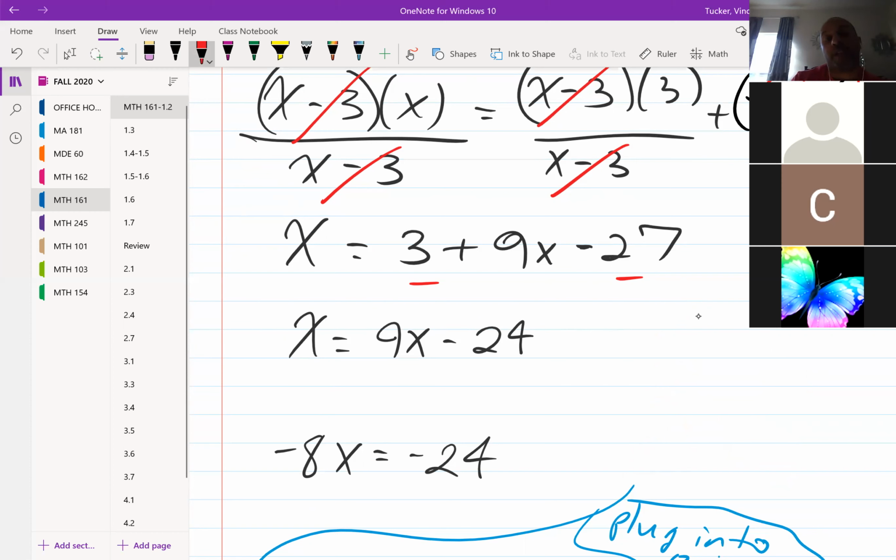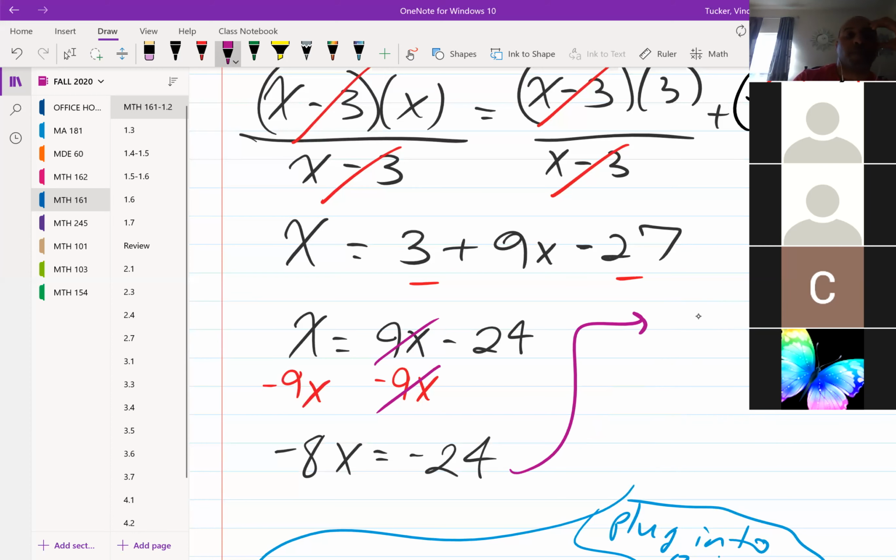We need to get all of our terms with x to one side. So we'll minus 9x from both sides of our equation. That will leave me with negative 8x equal to negative 24.